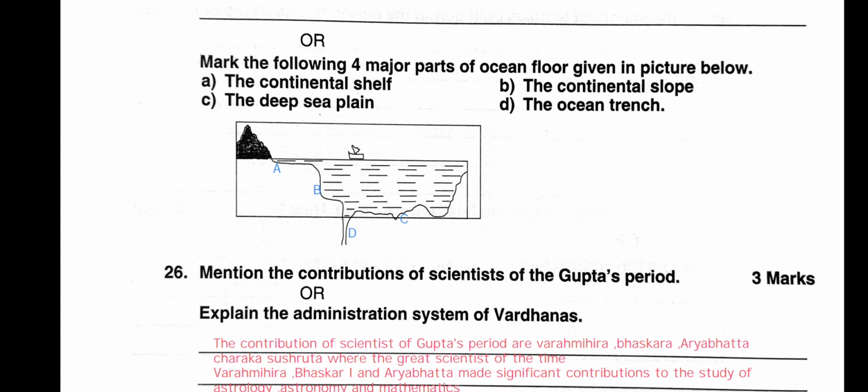Mark the following 4 major parts of the ocean floor given in the picture. So you can see over there, I marked it. The continental shelf, the continental slope, the deep sea plain, the ocean trench.